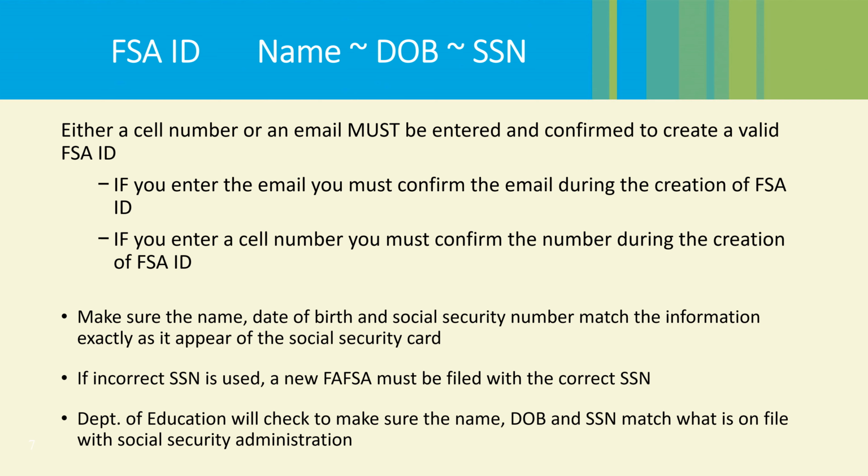The Department of Education does check to make sure that your date of birth and your Social Security number match what is on file with the Social Security Administration. If it does not match, it will be rejected and you'll have to create a new FSA ID or correct the information within your FSA ID.